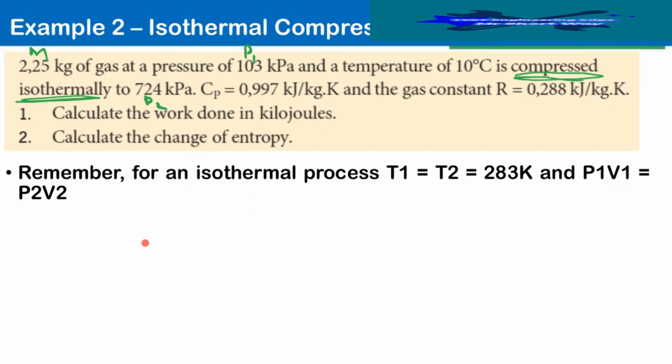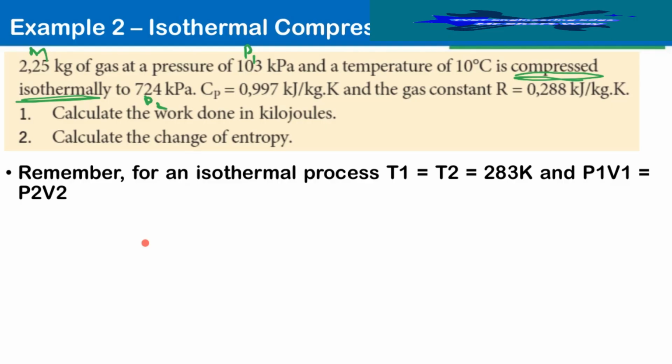Okay, where do we start? The first step, like I said, is to figure out which sets of equations to use. Your second step would be converting the temperature, the 10 degrees Celsius, into Kelvin. So you convert that to 283 Kelvin. Your third step is writing out the formula for the work done. Once you've written that equation out, figure out if there are any missing variables in there.